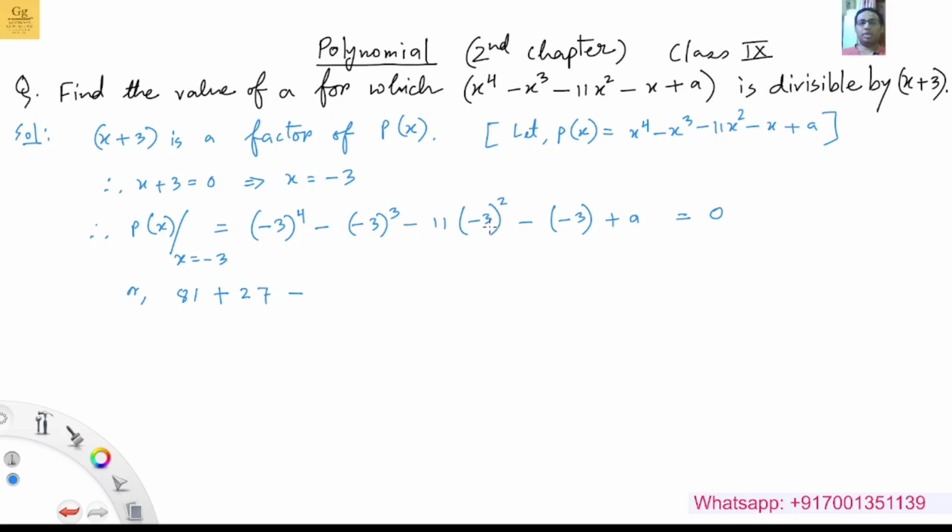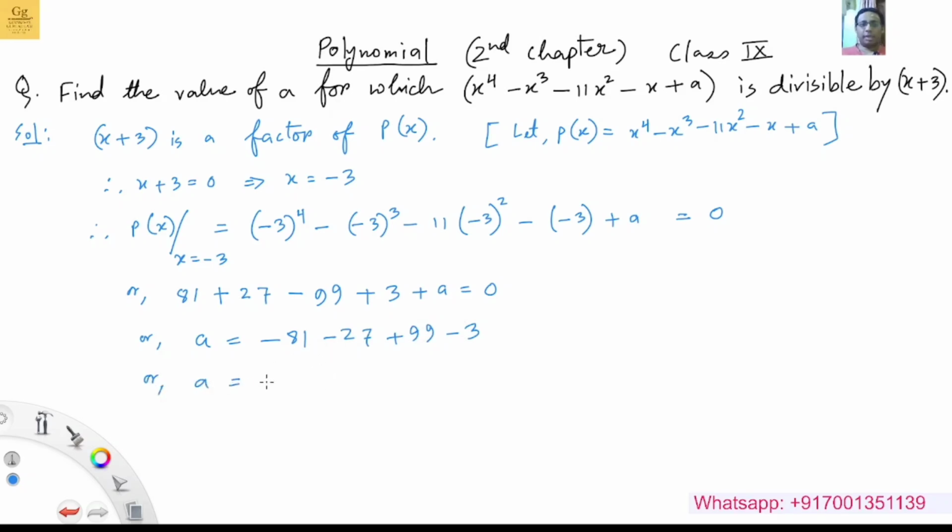Okay, next minus. Now minus 1 का होल स्क्वायर कितना होता है? 1 होता है. So 3 square is 9. 9 into 11, 99. That means minus 99. Then minus minus plus 3. Then plus a equal to 0. So by this way you can easily solve it. a is equal to minus 81 minus 27, then plus 99, then minus 3. So now just solve it.